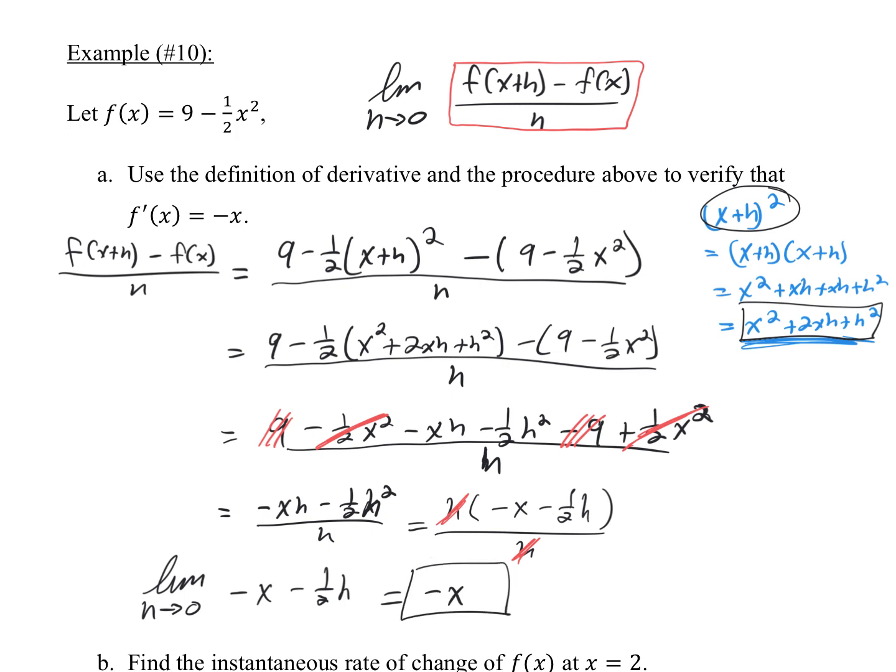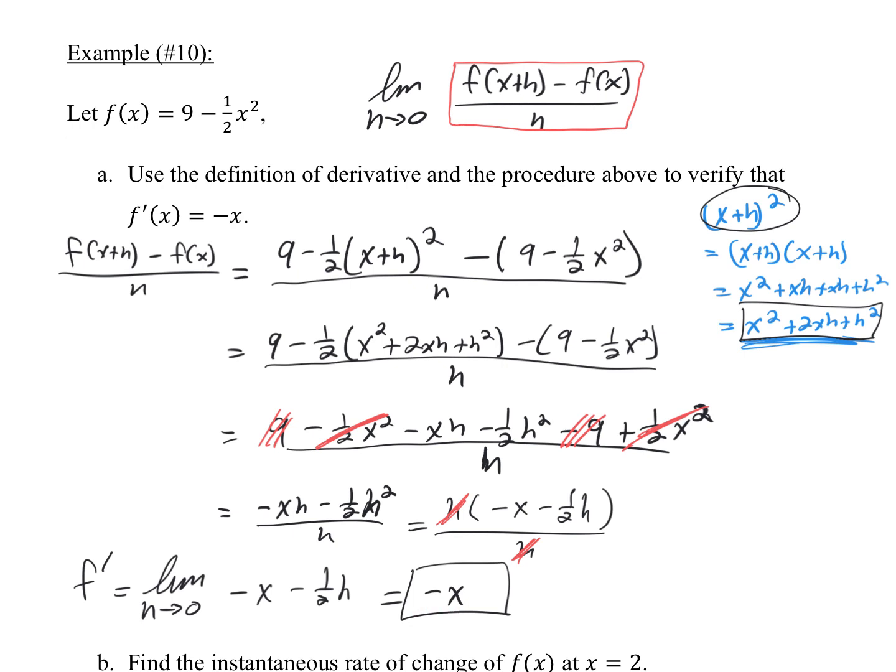I didn't write down the derivative notation, but probably it would have been a good idea to do that. F prime is the thing that we just computed. So f prime is the derivative. It's equal to that limit. And then our final answer was negative x. So we've done what they asked. We verified that f prime of x is actually equal to negative x.